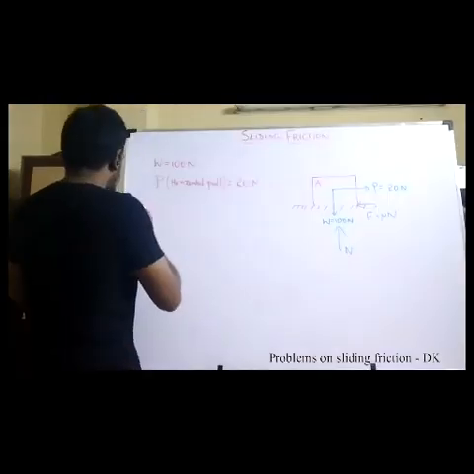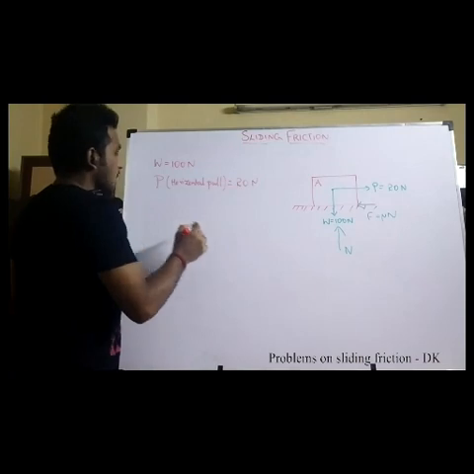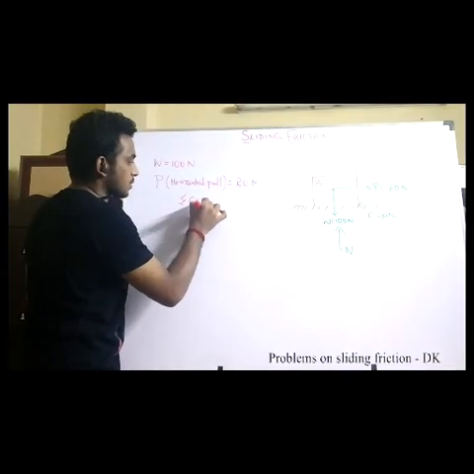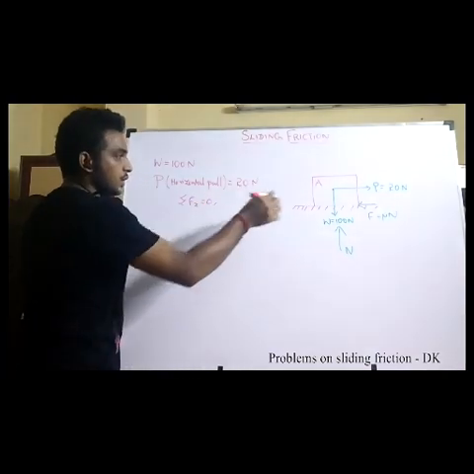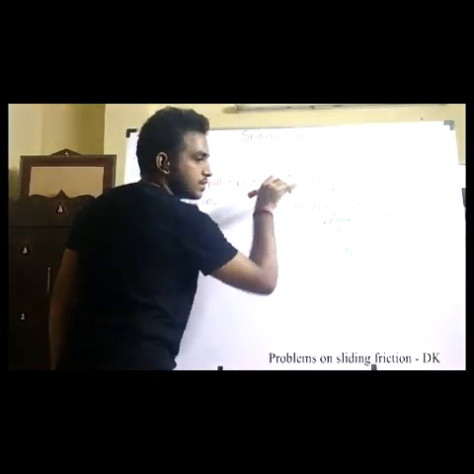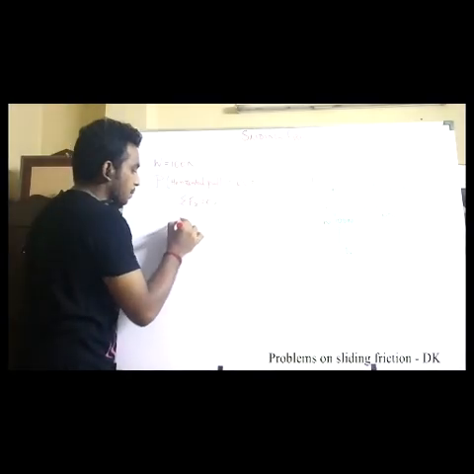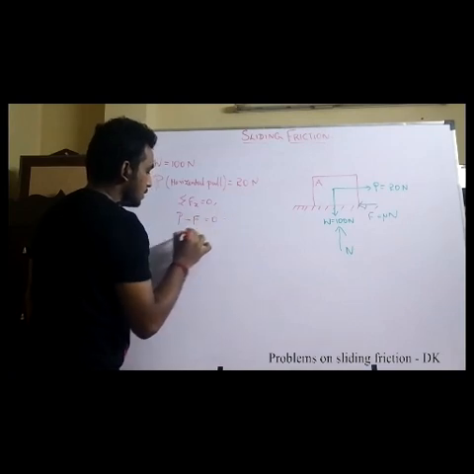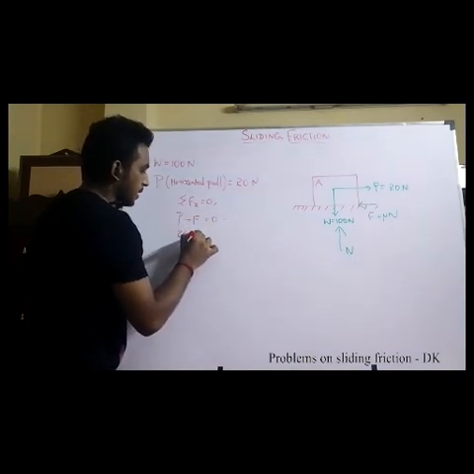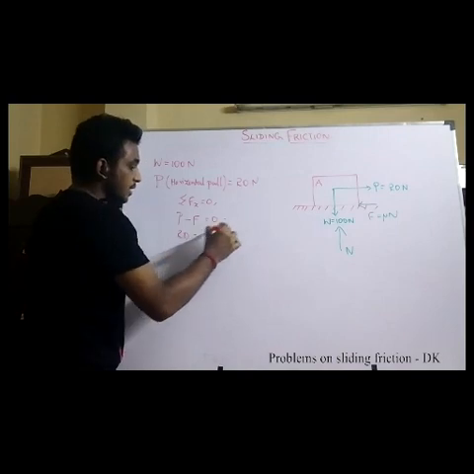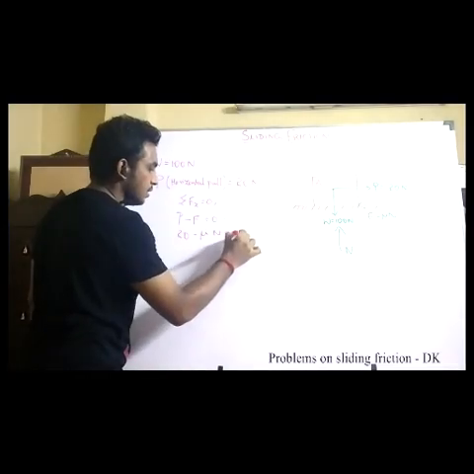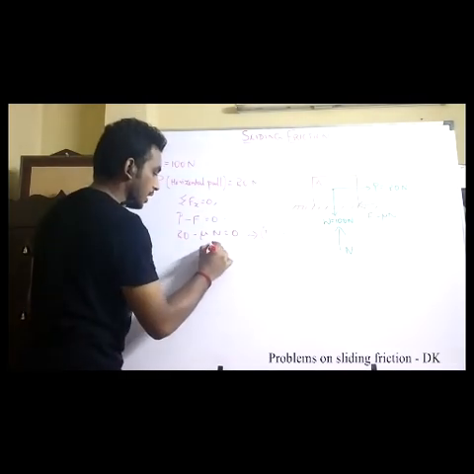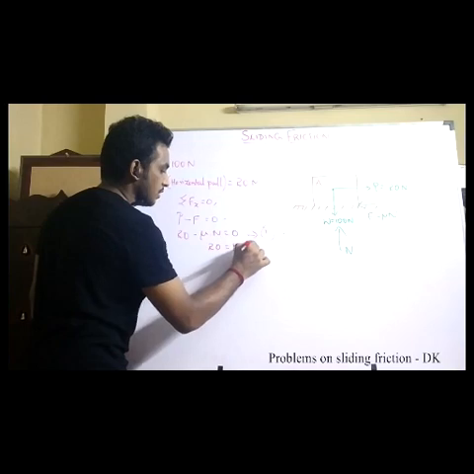Resolving all the forces in the horizontal direction, that is summation Fx equal to 0, we are going to take the pulling force in the positive x-axis direction. So P minus the frictional force is equal to 0. P is 20 minus mu times N, which is equal to 0. This is going to be our equation number 1. Or we can also take 20 is equal to mu times N.